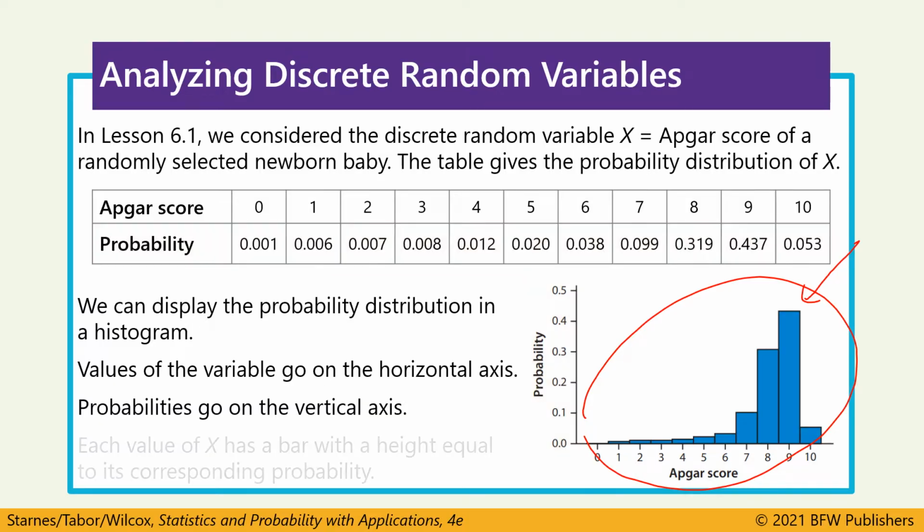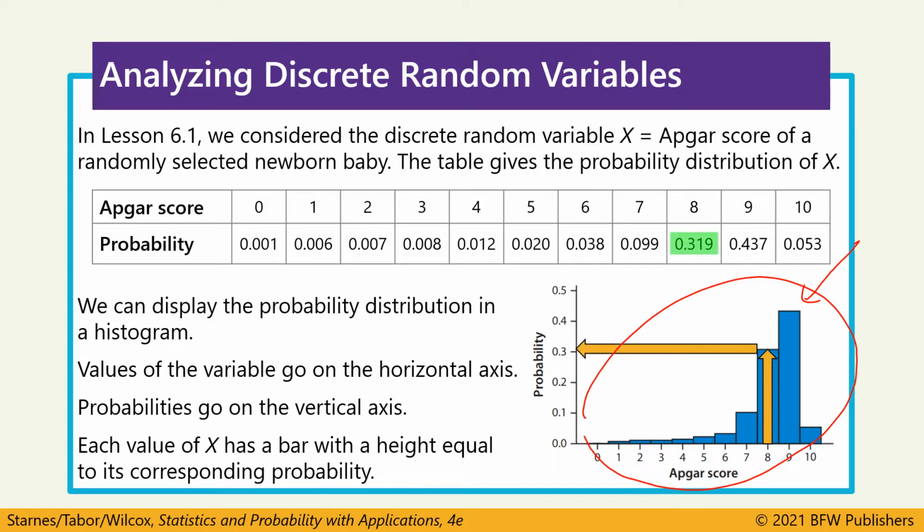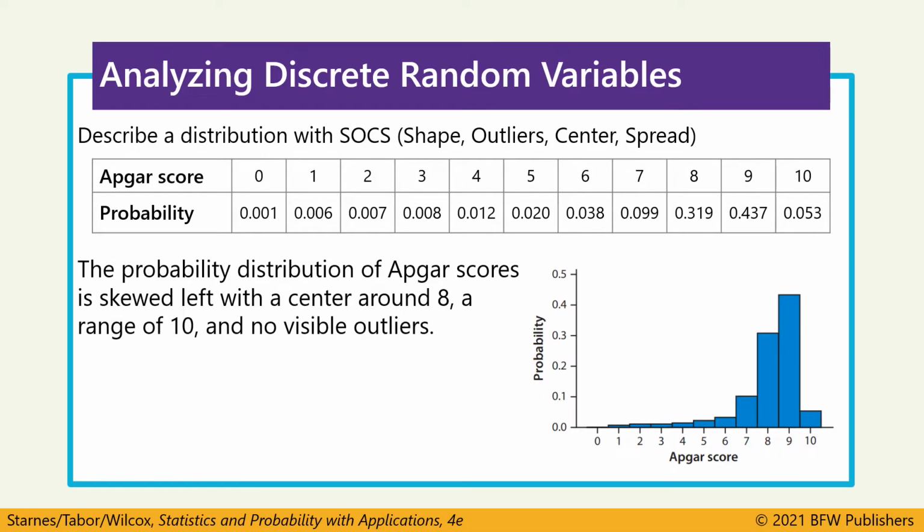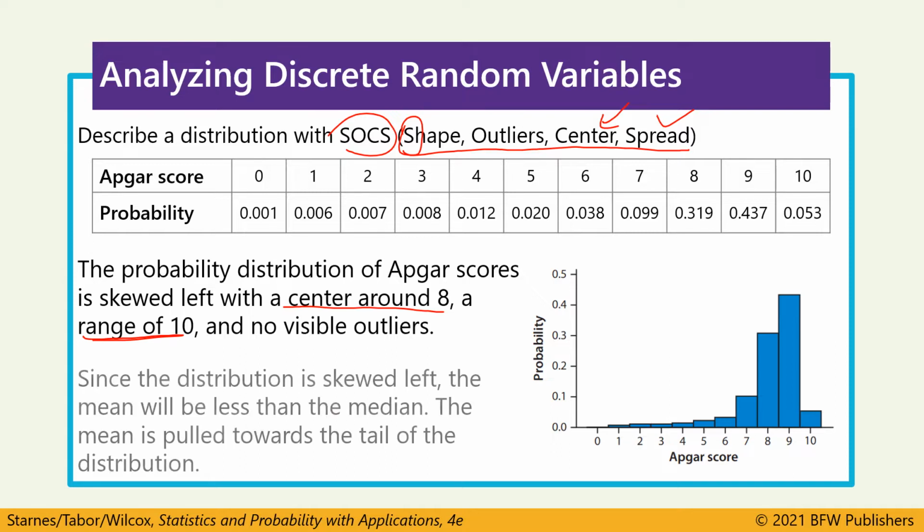When we look at these bars, we can see which events are most likely, along with estimating what their probabilities are. If we were asked to describe the distribution for this graph, we would use SOX as a reminder of what to include: shape, outliers, center, and spread. The probability distribution of APGAR scores is skewed left, that's our shape, with a center around 8. A range of 10. Remember, a range is a single number, so we don't want to say it ranges from 0 to 10, and no visible outliers.